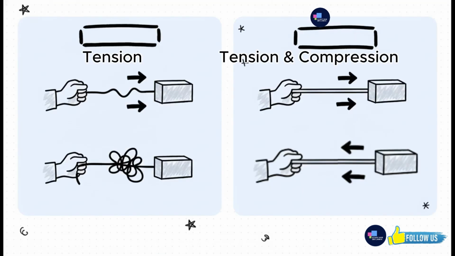Now, a quick little detail here, but it's a common trick in exams. See the string on the left? A string can only pull, right? You can't push with a rope. That's what we call tension. But look at the rod on the right. Because it's rigid, you can pull it, that's tension, or you can push on it, you can squash it. And we call that compression or sometimes thrust. It's a small difference in the words, but a big difference in the physics.